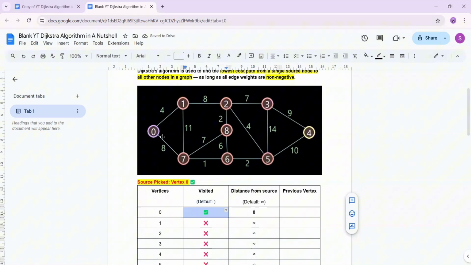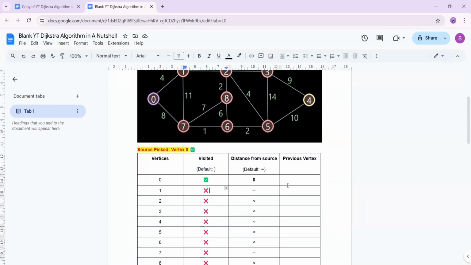0 could travel to 1 and travel to 7. Before we mark anything as the next node to be visited, we just note down the distance. So previous vertex 0 to vertex 1, we will have distance 4. 0 to vertex 7, we will have distance 8.